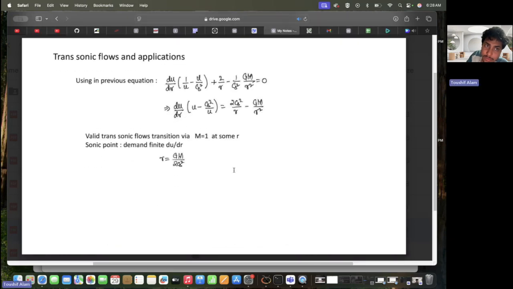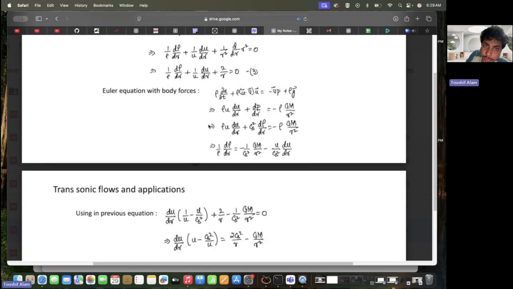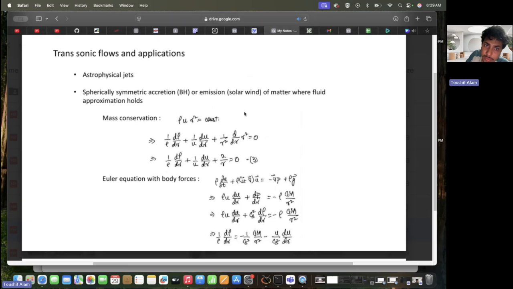So I think we have understood how this transonic kind of flow works. So this r is gm by 2 c square, and c square is gm by 2r. Okay. These are some applications using gravity: astrophysical jet, or spherically symmetric accretion for black hole, or emission for solar wind, or matter where the fluid approximation holds. Okay.